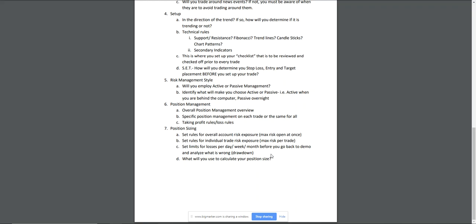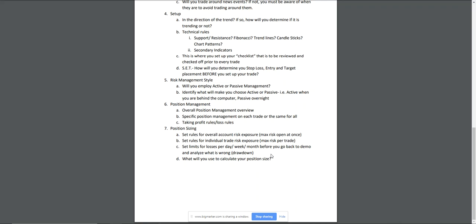So maybe you have two losses per day and that's it. You trade between 7 and 9 a.m. If you take two trades and you lose them both, you're done for the day. If you take one trade, you lose it, you win one, you can keep going. You didn't have your two losses. Maybe you have a win limit too. Maybe if you win two trades that day, you're done for the day. You're taking your profits. You don't want to give it back.